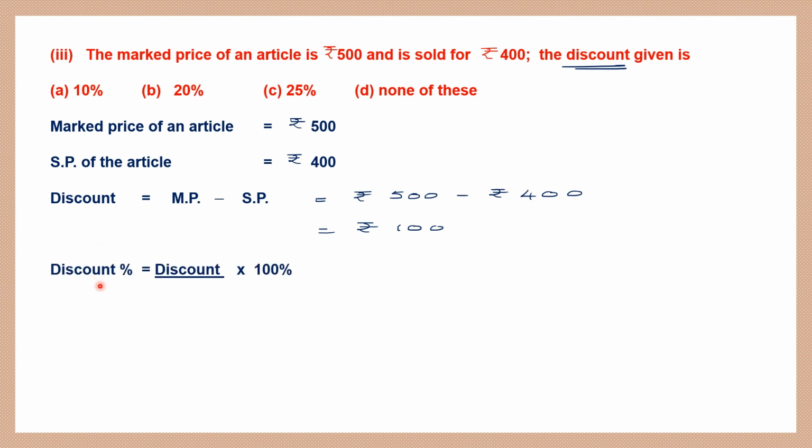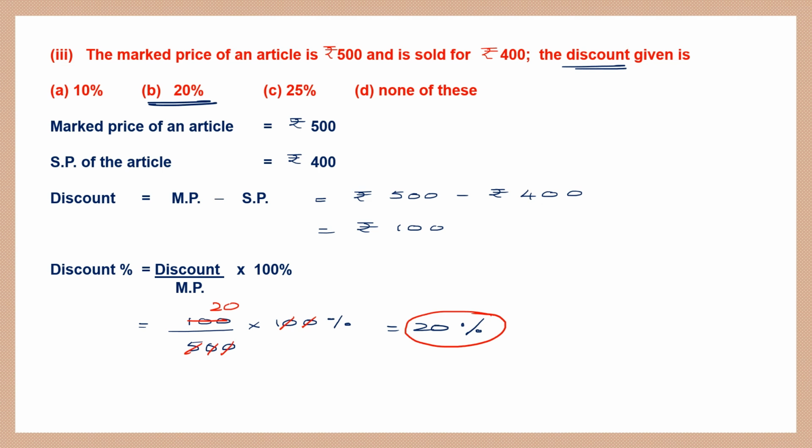Let's use the formula. Discount percent is discount divided by marked price into 100%. So that is discount is 100 rupees. The marked price is 500 rupees given to us into 100%. So here we can cancel. I can cancel the 2 zeros here and the 2 zeros here. Now I have to divide 100 by 5. 5 into 20 is 100, and this is 20%. So we have found our discount here. The discount is 20%, and that is option B, 20%.